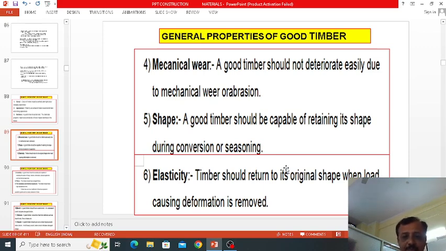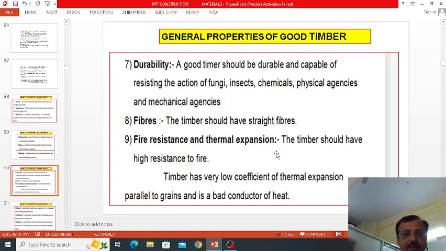So, you have to see that the shape should be retained. The elasticity: the timber should return to its original shape when the load causing deformation is removed. Whenever you apply load on a timber, it gets deformed. When the load is removed, it should come back to the original shape. This property we call elasticity. Next is the durability. The timber should be durable against the action of insects, fungi, chemicals, physical agencies and mechanical agencies. It should last for a longer duration.